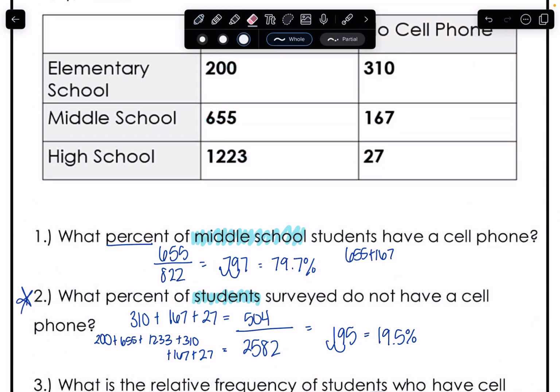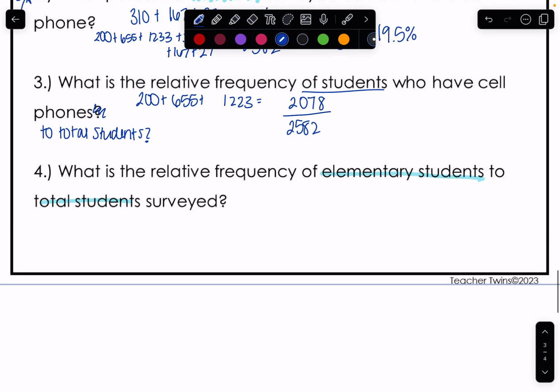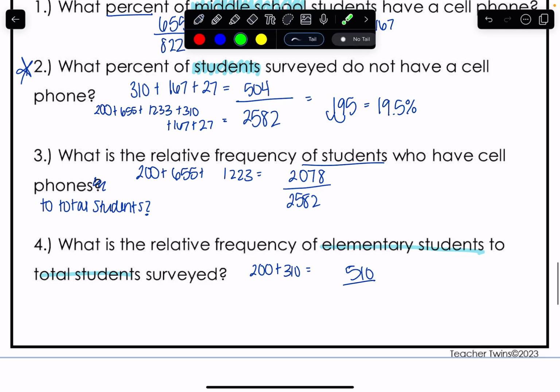So the elementary students that I have is this entire row right here, right? This is the elementary row. So how many do I have? Well, I have 200 plus 310. So that's how many elementary students I have. So 200 plus 310 gives me 510 over total students surveyed. Again, that number is the same number that I've been using each time here, 2582.